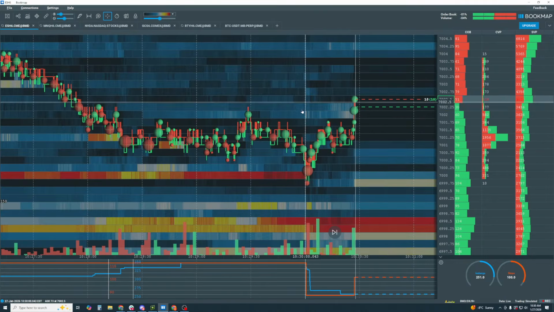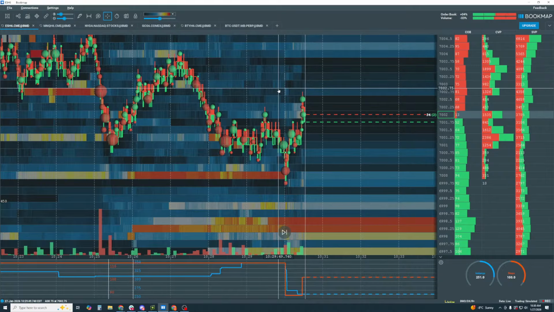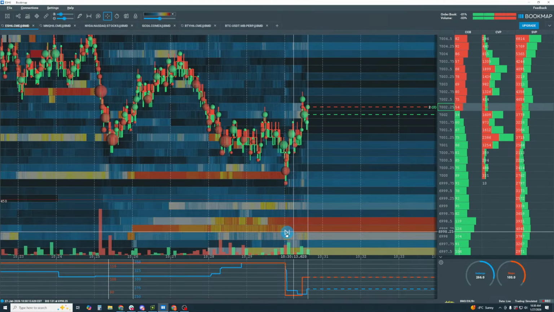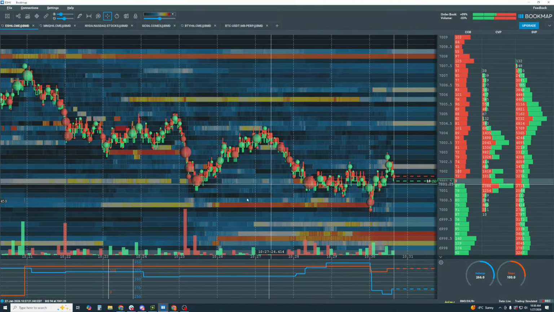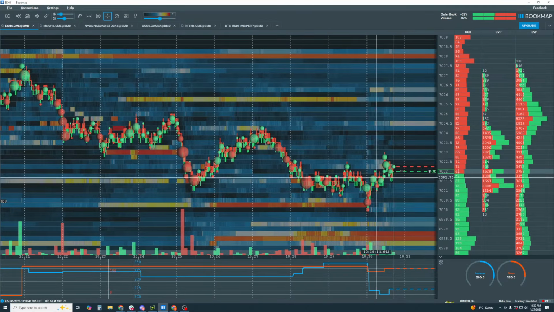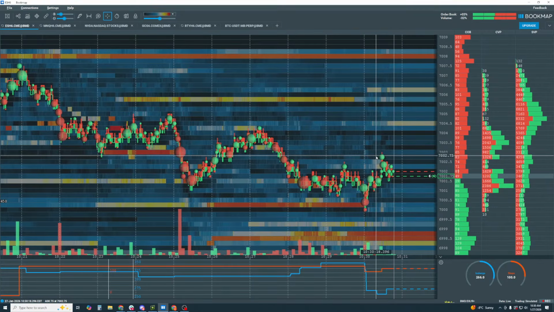So that trade idea, it still may work, but I would be out of it. I was looking for 98. This was a scalp down to the bottom of the range and 7,000. I'm out. I'm seeing buyers come in. I'm going to take my profit and look for the next one.